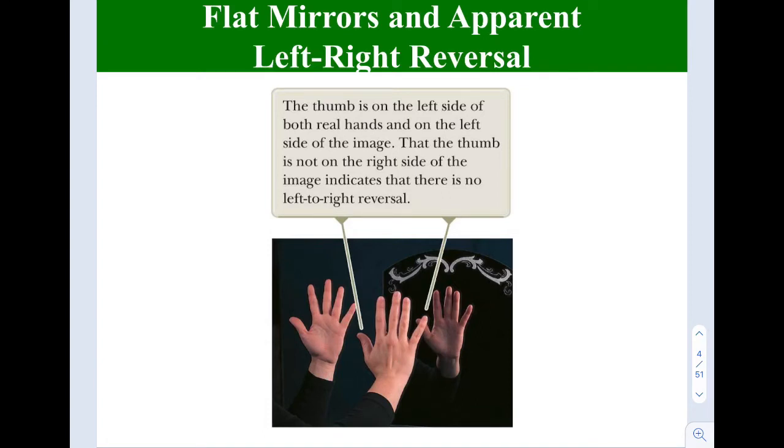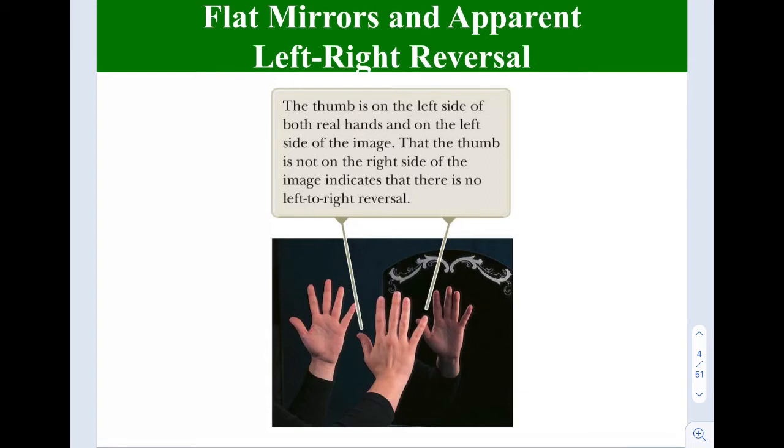So this is the mirror, right? Here is the image of the right hand. It seems similar to the left hand of the person. The image in the mirror of a person's right hand is reversed front to back, which makes the right hand appear to be similar to the left hand.